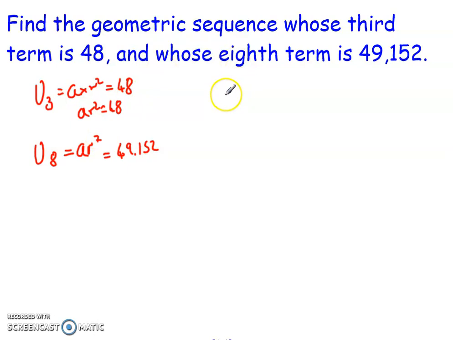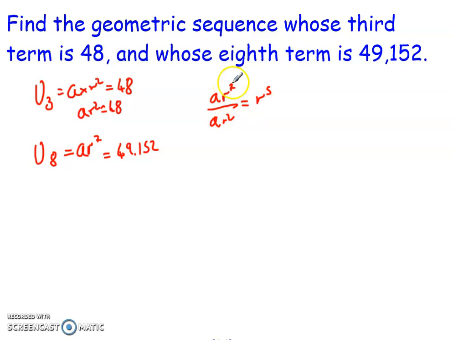Because if we were to take the ratio of them and do AR to the 7 divided by AR squared, what I'd know is from that I could calculate R to the power of 5. Similarly to how we'd get rid of a squared, we'd take a square root. Well, for this one, we could take the 5th root. So if we know what AR to the 7 divided by AR squared is, we know that that's equal to R to the 5. We take the 5th root of it, and we can find out what R is, and then use that to find out A.